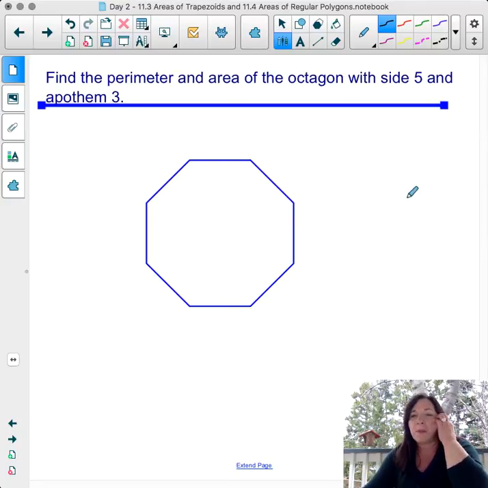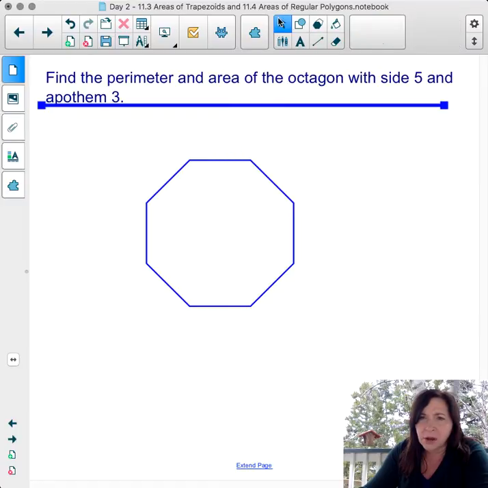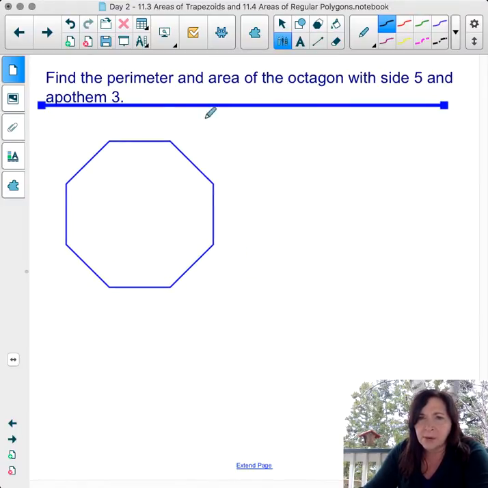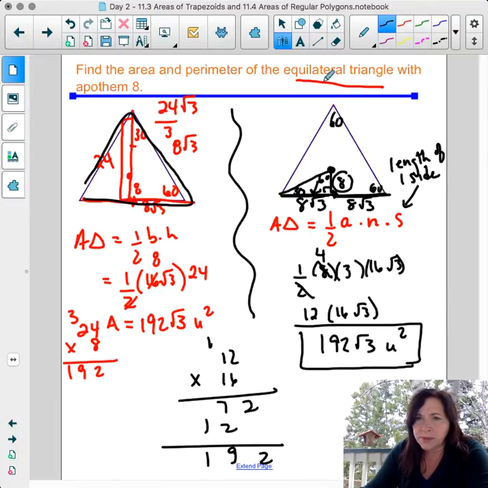So what we have here is an octagon. Now an octagon has 8 sides, and we're trying to find the perimeter and the area. Oh, hold on, one thing. Find the area and the perimeter. I think I forgot to find the perimeter again. Let me just do that. We found the area coming back.